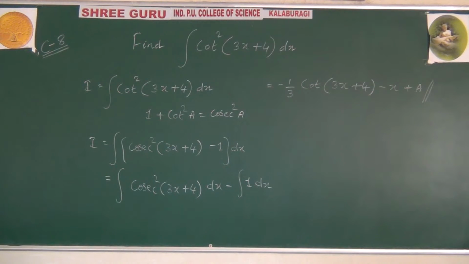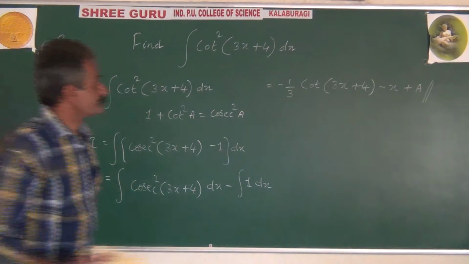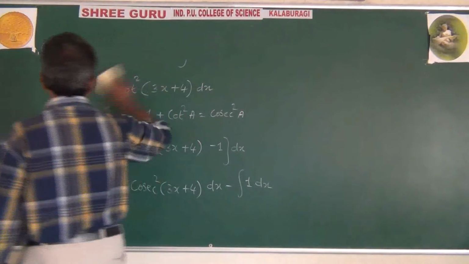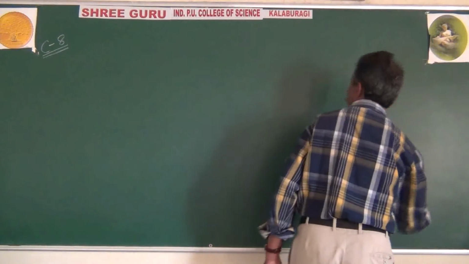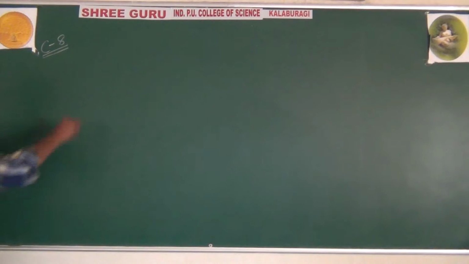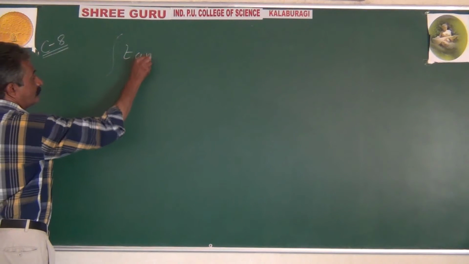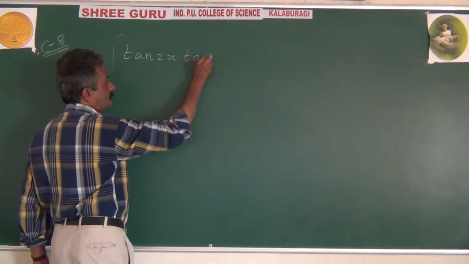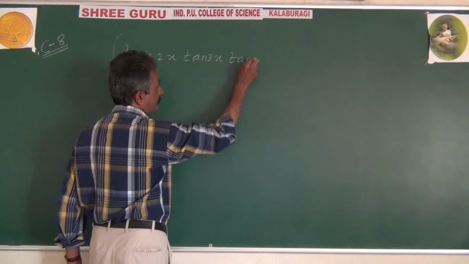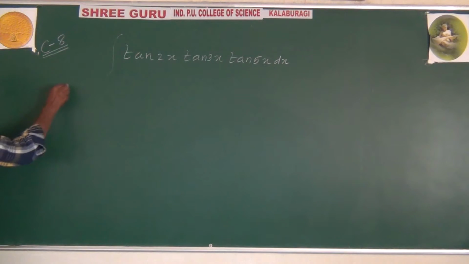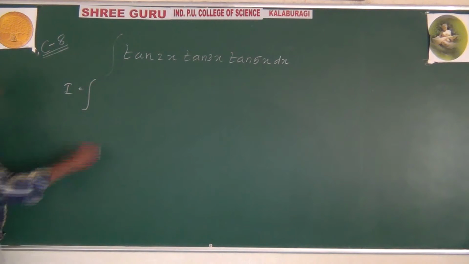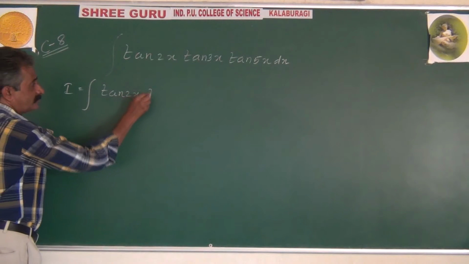For the remaining 4, we have to convert them into a convenient type so that we can apply integration formulas. Next problem. Find or evaluate integration of tan 2x into tan 3x into tan 5x. Let I equal to integration tan 2x, tan 3x, tan 5x.